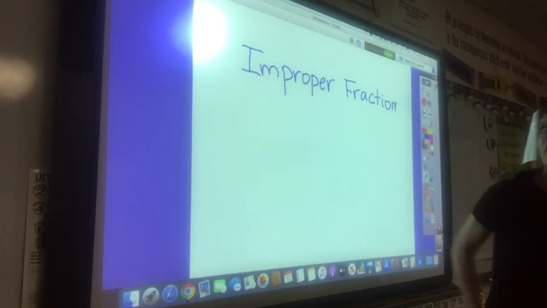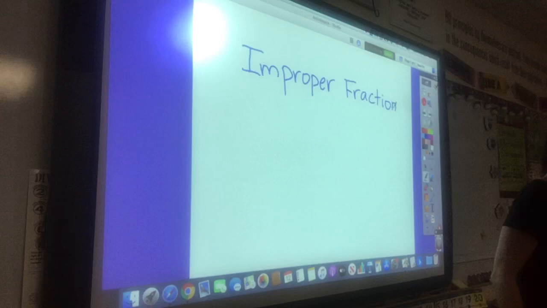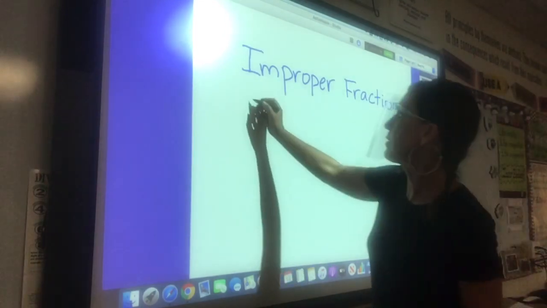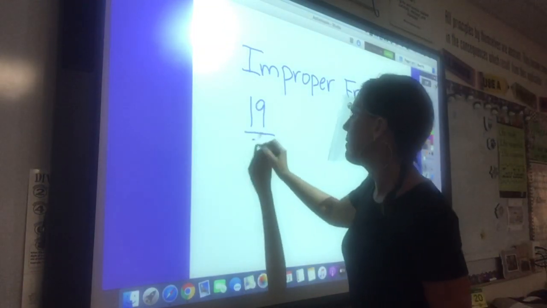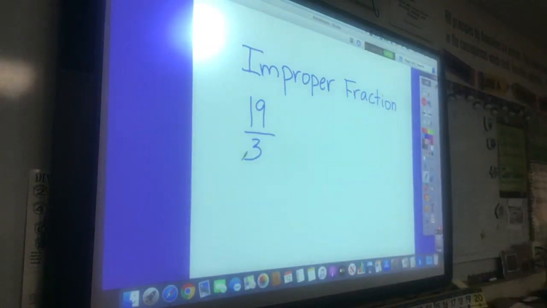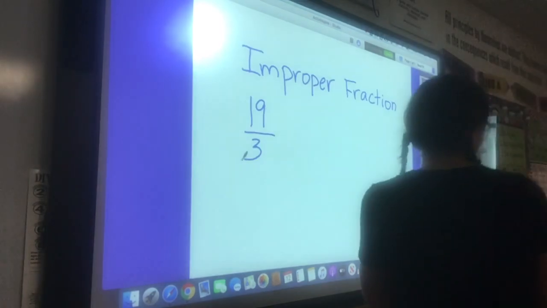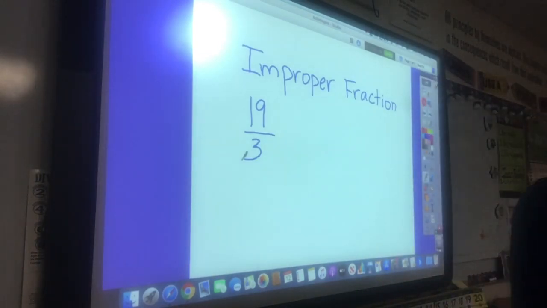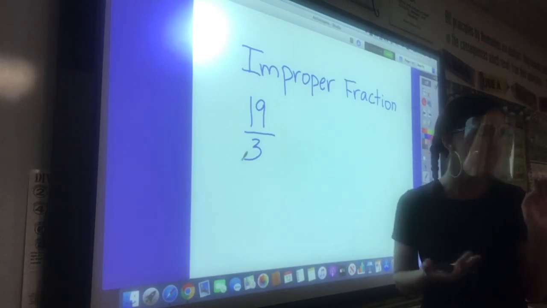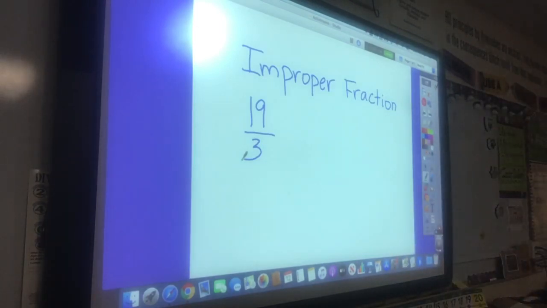All right, so improper fractions. Improper fractions are simply fractions where the top is bigger than the bottom, okay? Because it doesn't make sense. We're going to use 19/3 as our example, and it would make sense to say, hey, come get 19 pieces of candy out of my hand, and I have 3 pieces here, because that's what that's saying, 19 out of 3. So you want to change it to a mixed number. A mixed number is something like 3.5. It's a number and a fraction together.